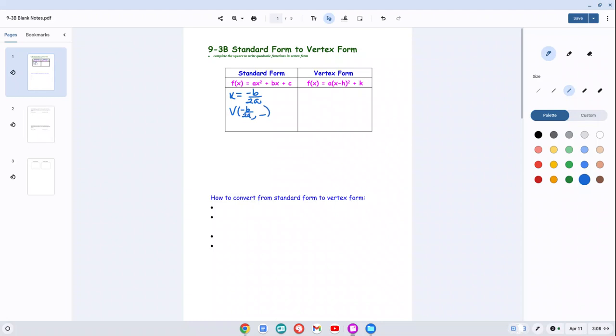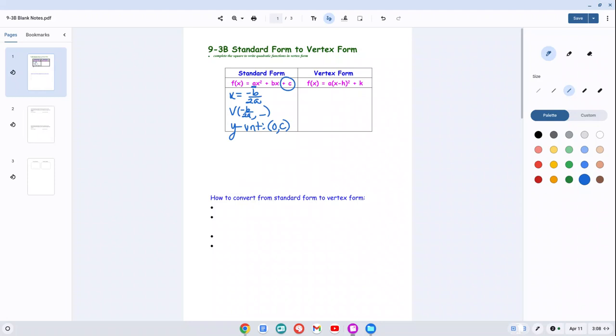But the other thing that standard form is good for is your y-intercept. Just by looking at it, we can get the y-intercept. We know that it's equivalent to c. So standard form serves a purpose. You have this c value, and then the a value pretty much does the same thing in both. It tells you if it's a minimum or a maximum, and if it's going to be really skinny or really fat.